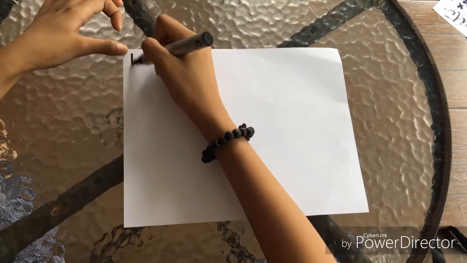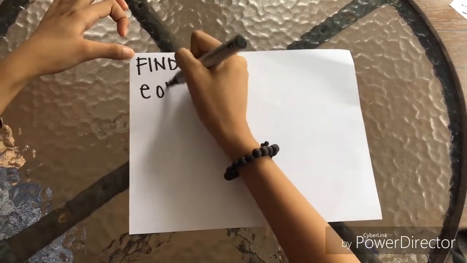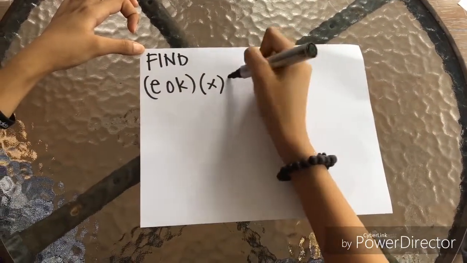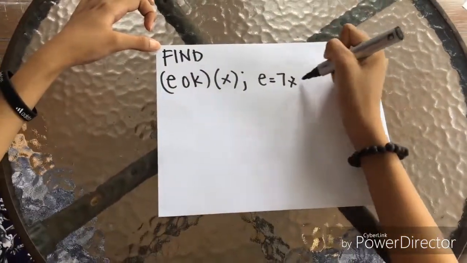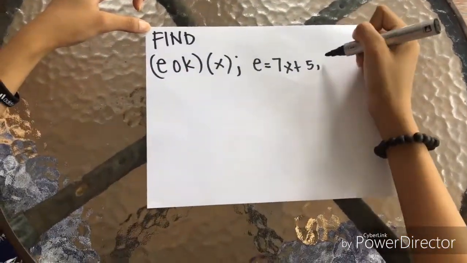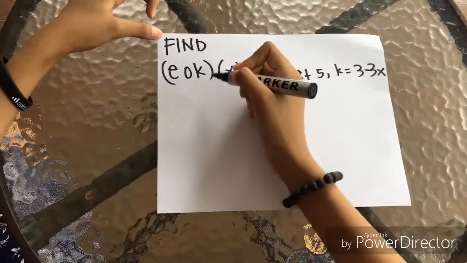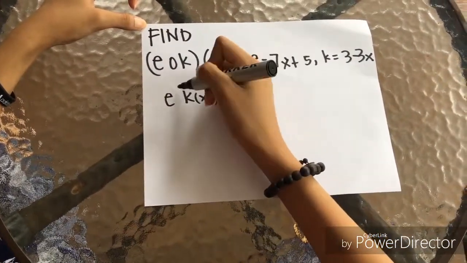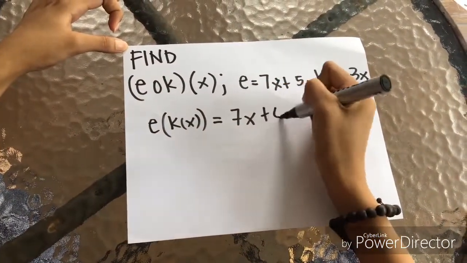Problem number 1. For the first problem, we need to find E composite K of X if E is equal to 7X plus 5 and K is equal to 3 minus 3X. E of K of X is equal to 7X plus 5.